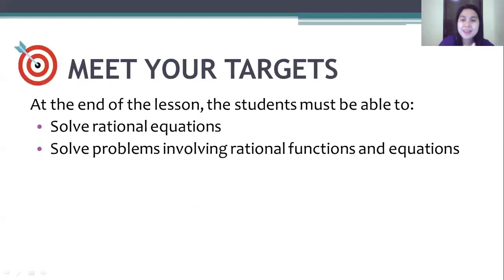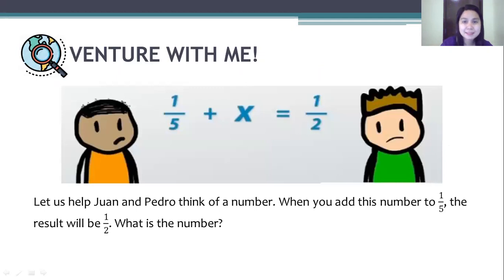Now, at the end of this class, you'll be able to solve rational equations and solve problems involving rational functions and equations. Today's venture activity is about these rational equations. 1/5 plus x equals 1/2. Let us help Juan and Pedro think of a number. And when you add this number to 1/5, the result will be 1/2. What is the number? Now let's start with our lesson.